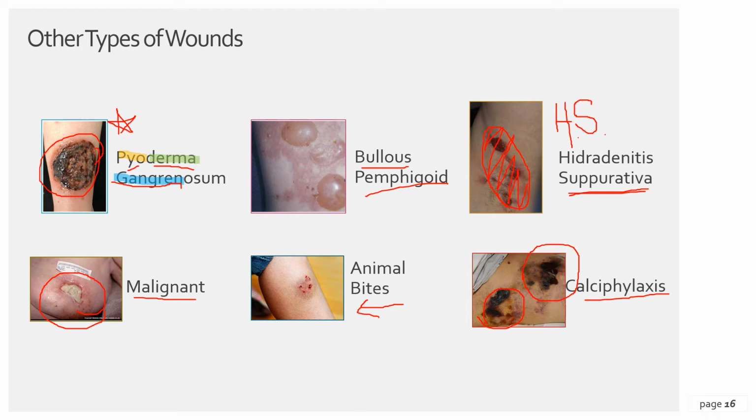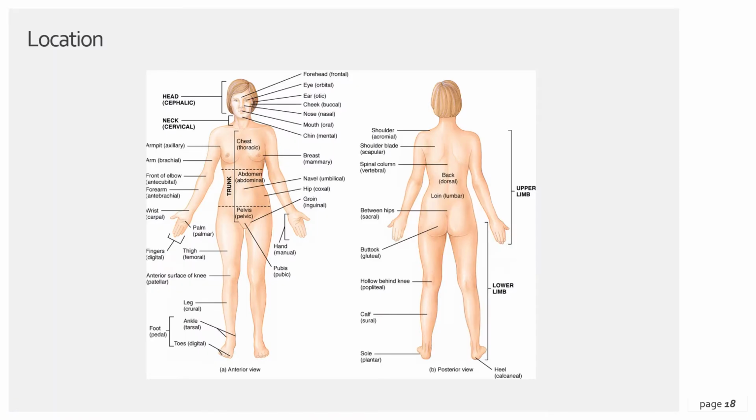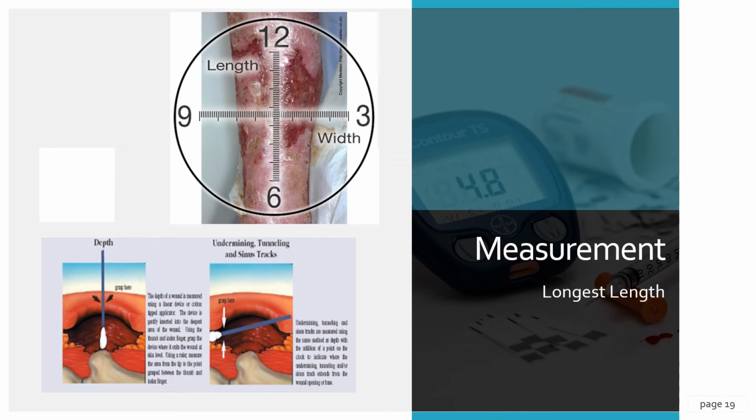Now that we've looked at types of wounds, let's move on to wound assessment and then documentation. The first thing you want to assess when you look at a wound is its location. If you can use the medical term, that'd be great. Then you get the measurement. You want to measure the longest length, the widest width, and the deepest depth of the wound. Most measurements are in centimeters. That's what Medicare and Medicaid recognize, as well as most private insurances.